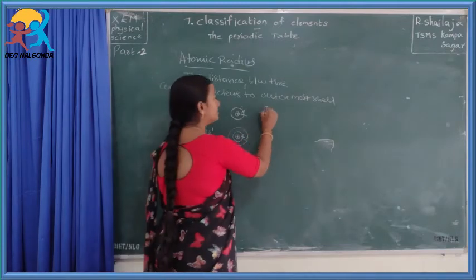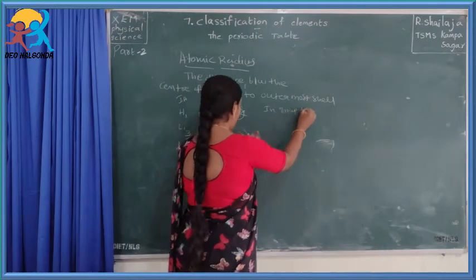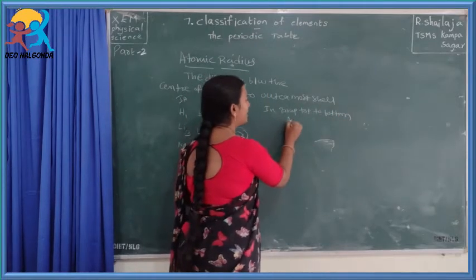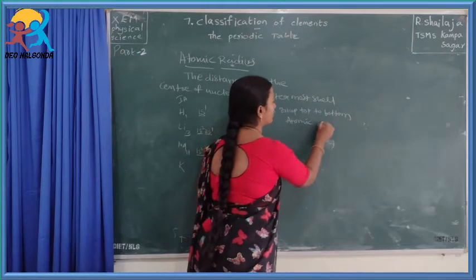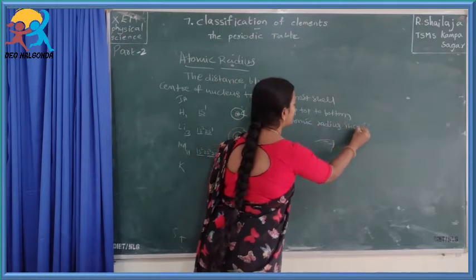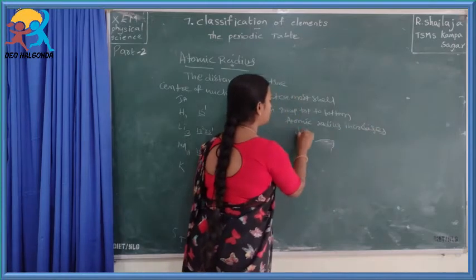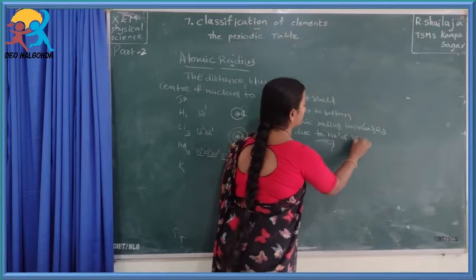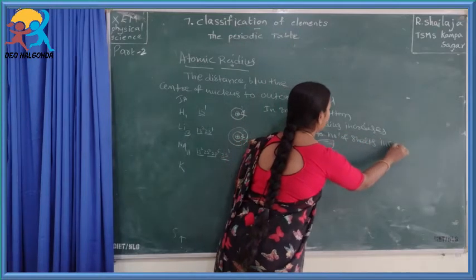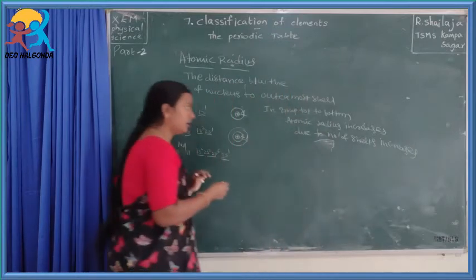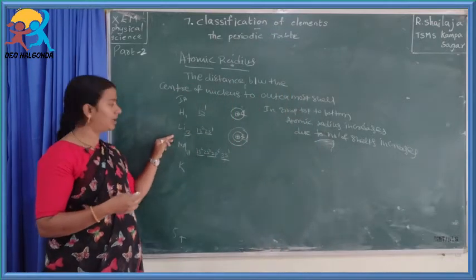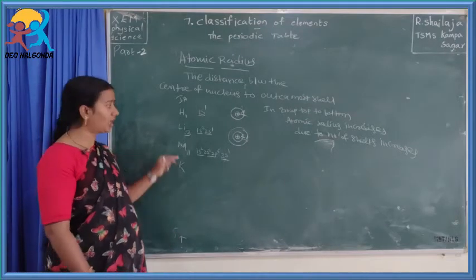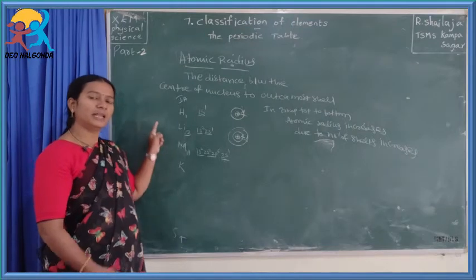So in a group from top to bottom, atomic radius increases, due to the number of shells increasing. Take one group of elements as an example: the first A group, hydrogen, lithium, sodium, potassium, rubidium, cesium. As we go down, the number of shells increases.